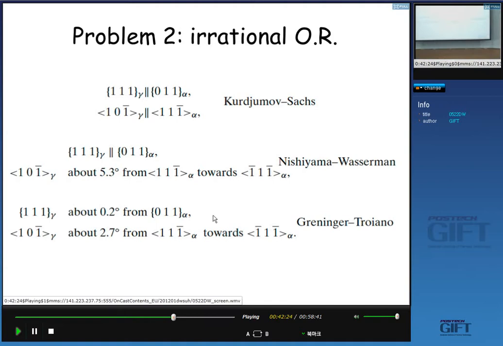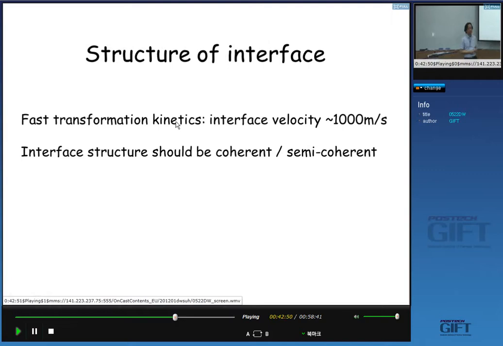So the martensite transformation theory also has to answer about the irrational orientation relationship between the martensite and the austenite. And the third one is related to the interface. As I told you, the martensite transformation occurs with very fast kinetics. Sometimes the movement velocity of the interface is faster than the speed of sound.